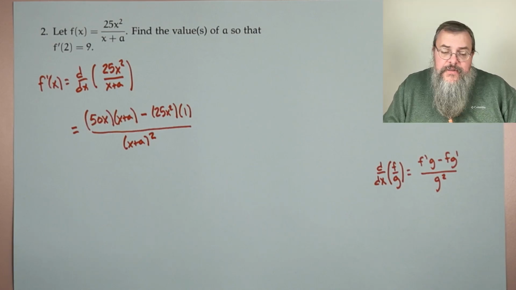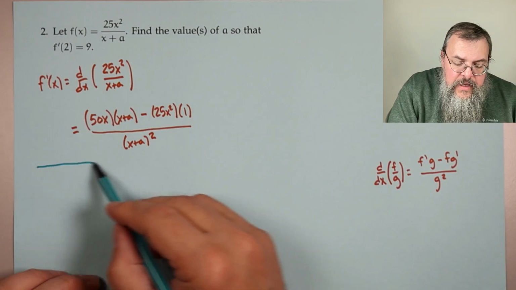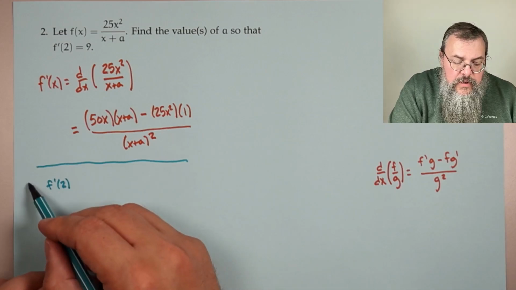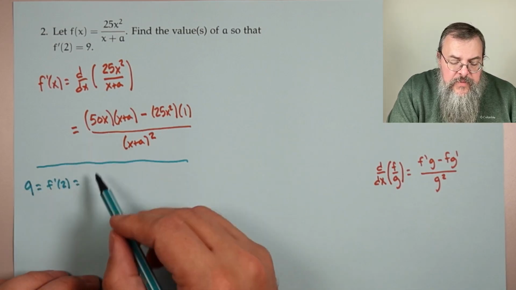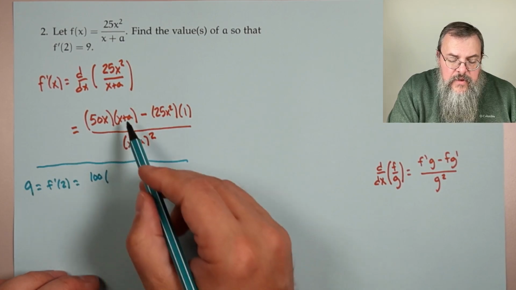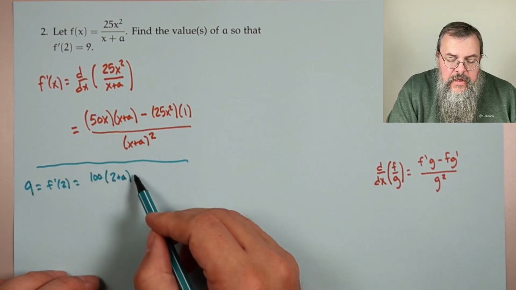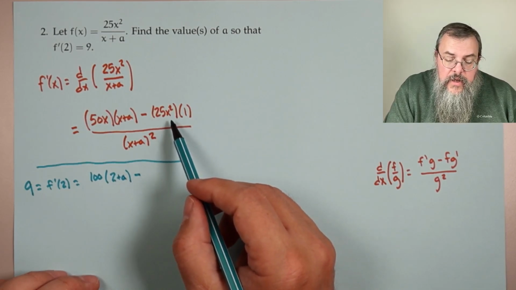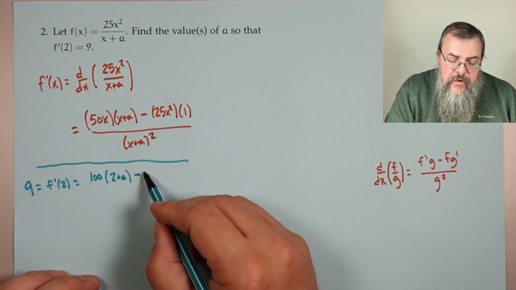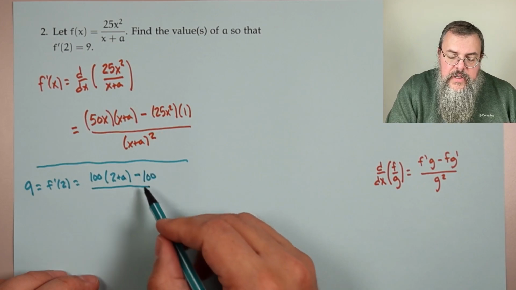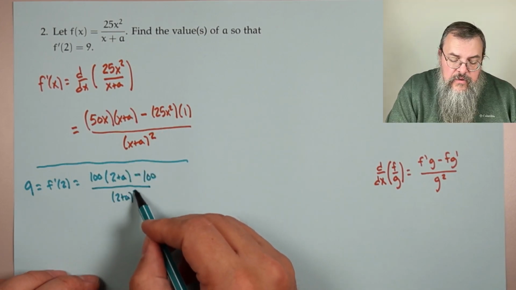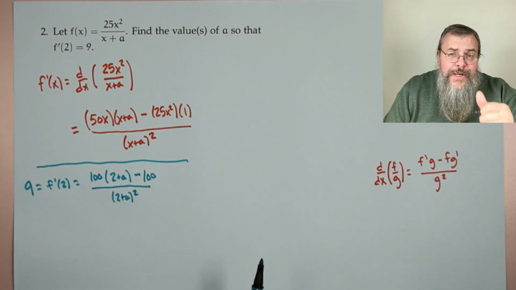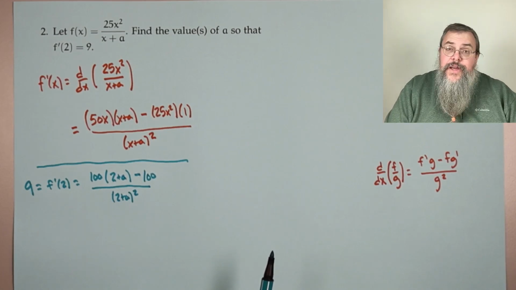So let's suppose we plugged in without simplifying, and we'll see what happens. Again, if you wanted to simplify, you can. So f prime of 2. Well, we know that's 9. But now we can plug that in. So that's 100 times 2 plus a minus 25 times 2 squared. Well, okay, that's 100, right? 25 times 4. So subtract 100. Downstairs, 2 plus a, quantity squared. All right, great. So we now have one single equation and one thing we're trying to solve for. That's actually pretty good for us.